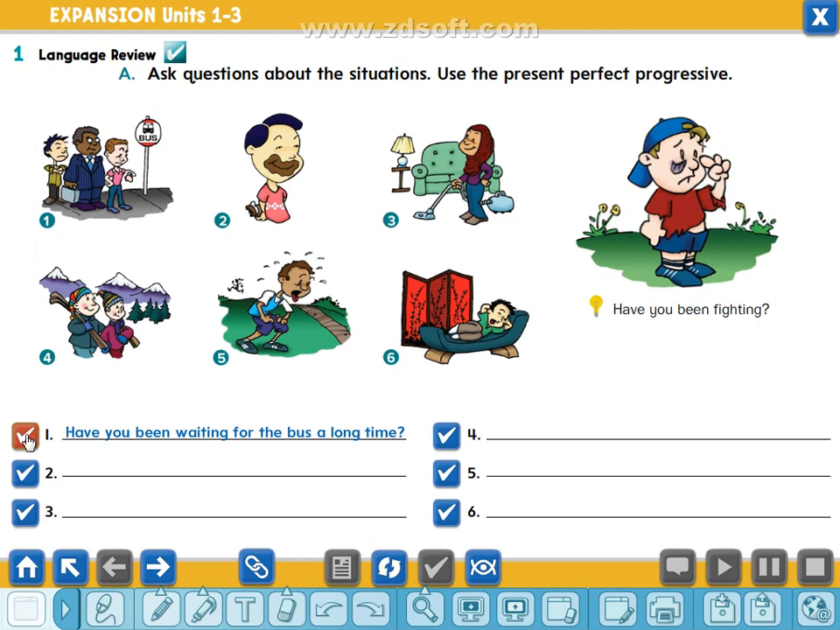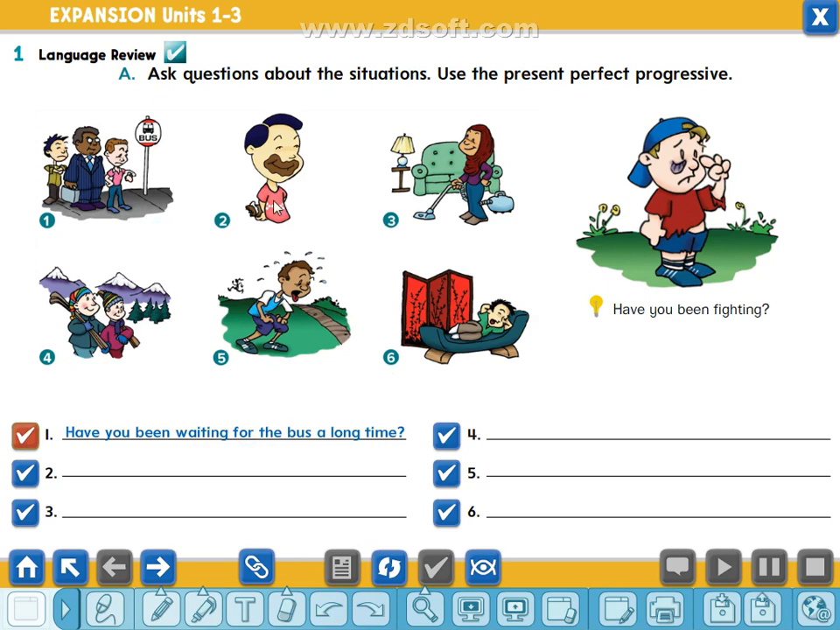Look at picture 1. What can you see? Some people have been waiting for the bus for a long time. So the possible question is, have you been waiting for the bus for a long time? An action started in the past and continued, or is in progress, to the present time.